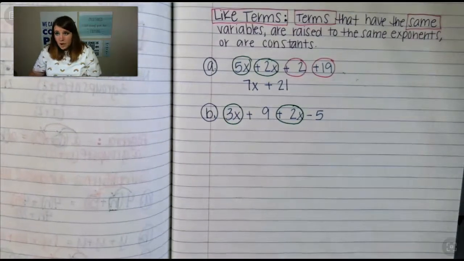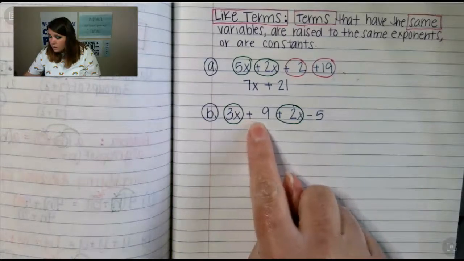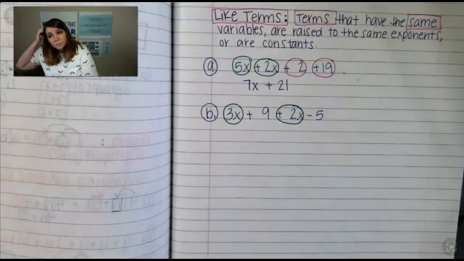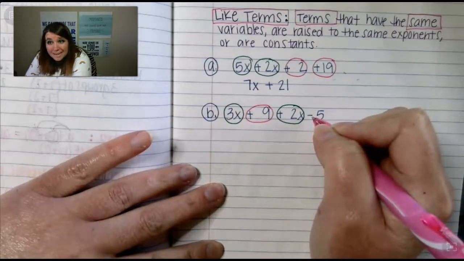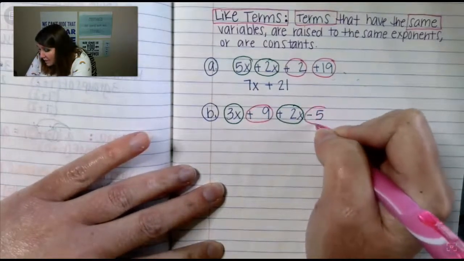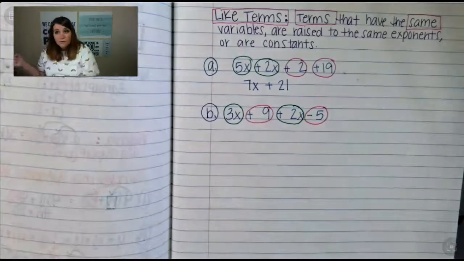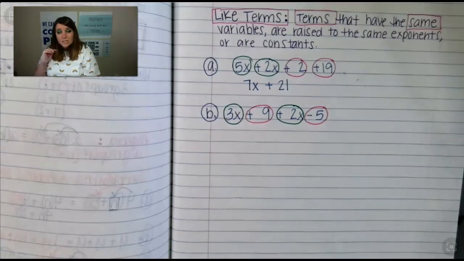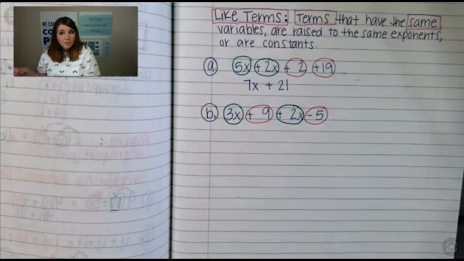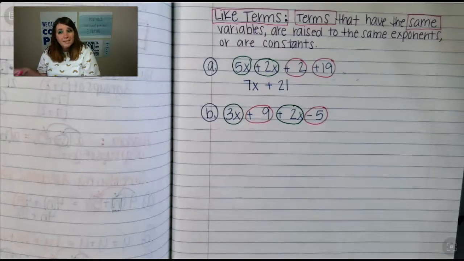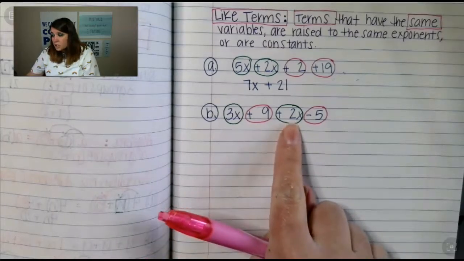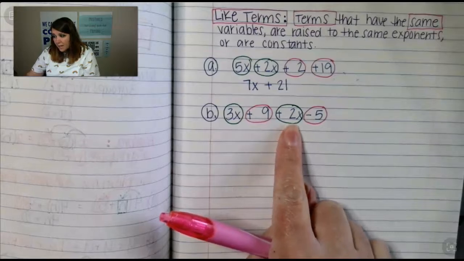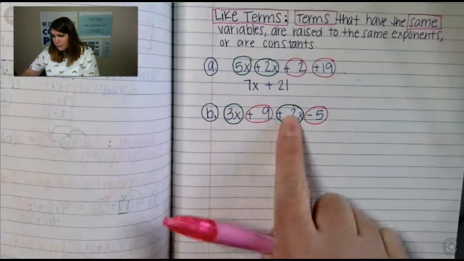All right, I now have constants to circle. This is a positive 9, and here I have a minus 5, which also is a negative 5. Now, the reason why we want to circle that negative sign with that 5 is because when we rewrite this, we're going to use the commutative property to move our numbers around because we want to put our terms that are the same together. We need to be able to combine these.